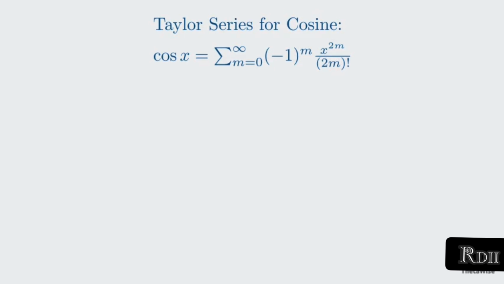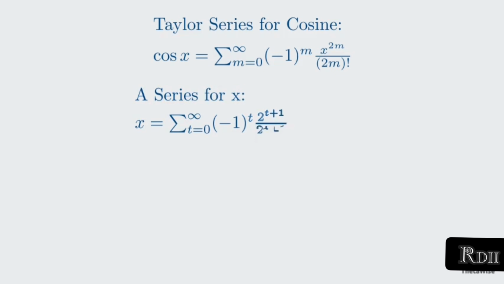Our second piece is a series for the variable x itself, which is defined in terms of an angle theta and the tangent of that angle. This series looks more complex, but we'll see that the substitution will simplify nicely. The angle theta is restricted to be between 0 and 45 degrees, which ensures the tangent of theta is between 0 and 1. This condition is important for making sure our series converge.